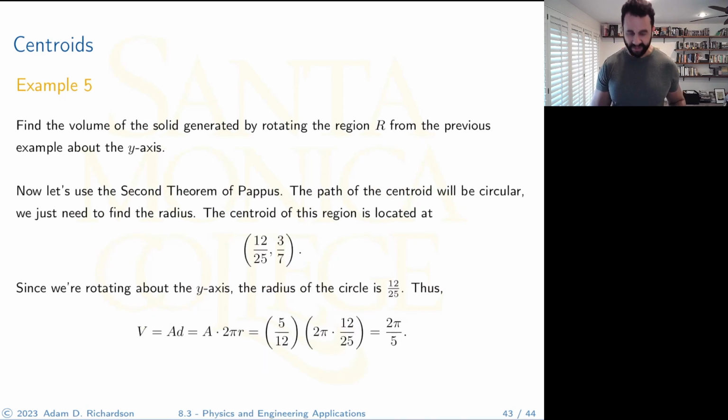Okay, now let's use the theorem of Pappus. So we found that the centroid of the region was 12 over 25, 3/7. So the theorem of Pappus says find the distance traveled by that centroid and multiply it by the area of the region. All right, so since we're rotating it around the y-axis, the radius of the circle is going to be 12 over 25, because that's the distance from the centroid to the y-axis, right? Now the area of the region is 5/12, which we calculated earlier. So the volume is going to be 5/12 times 2 pi r, which is 2 pi times 12 over 25, which is 2 pi over 5.